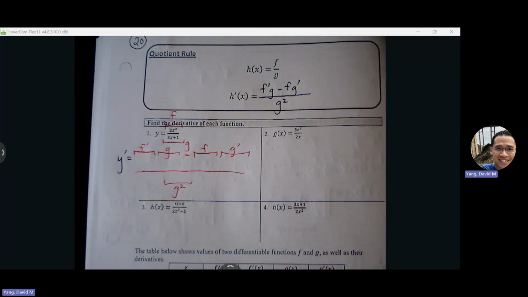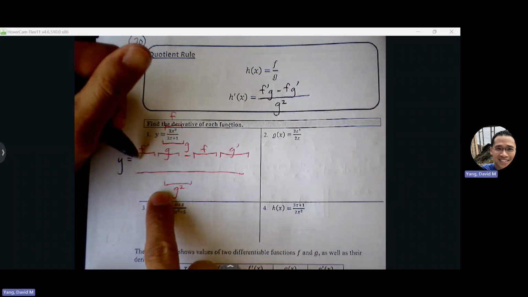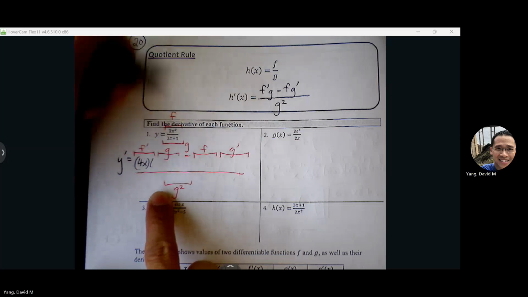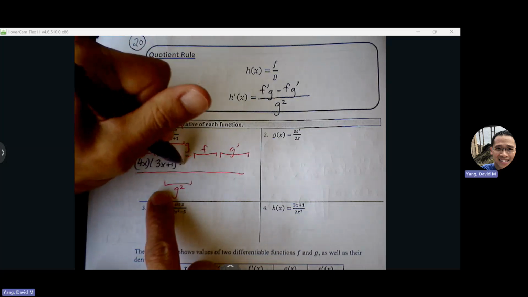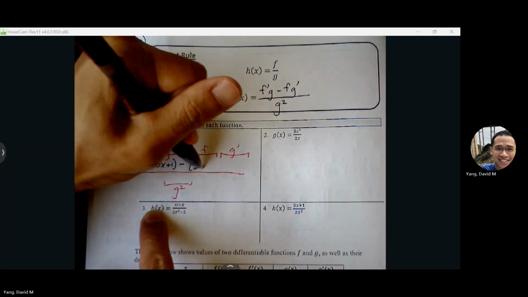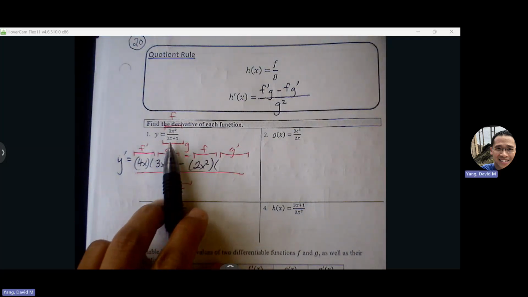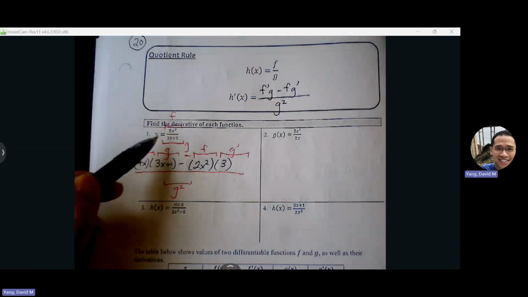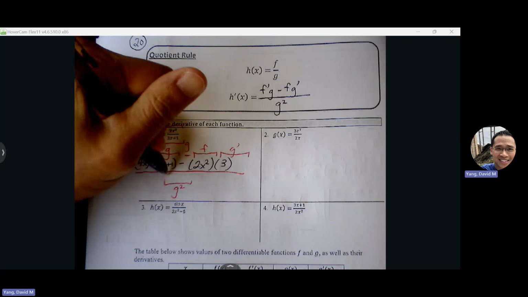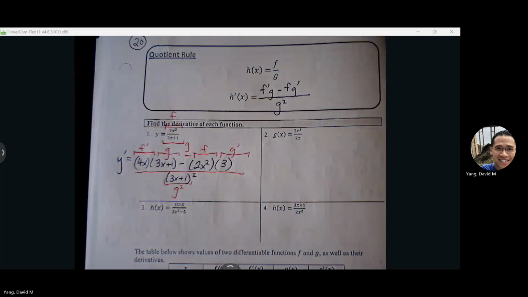F prime g minus f g prime all over g squared. F prime becomes... Original g function, I'm just copying down my g function, no changes. Back to f, no changes. G prime, what's 3x plus 1's derivative? It's 3. All over my denominator squared, so 3x plus 1 quantity squared.